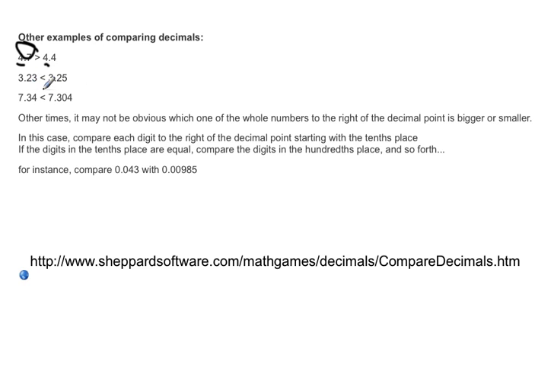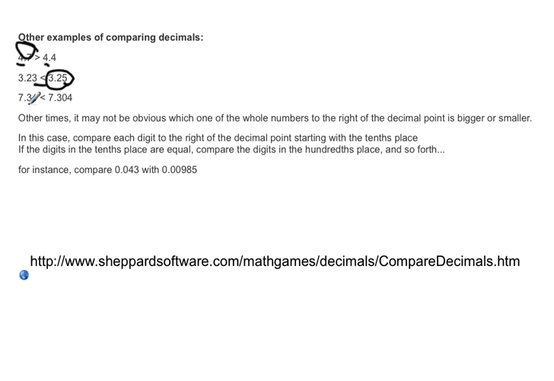Same with the next number. Look at the whole numbers. The 3's are the same. Oh, the 2's are now the same. And we look at the next digit. So I have a 3 and I have a 5. And which number would be larger? As I showed you the answer, this number, 3 and 25 hundredths.